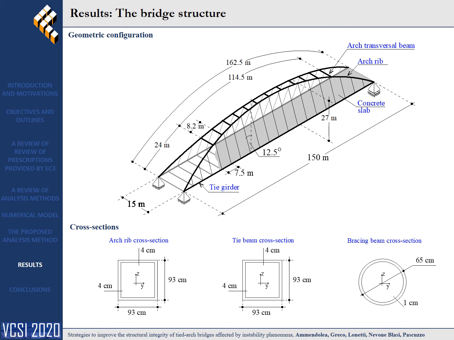Dead loads concerning structural and non-structural loads are equal to 200 kN per meter, whereas live loads are assumed about 116 kN per meter, which consists of two lines of the LM71 train model, described in Eurocode 1, that acts on the whole bridge length.